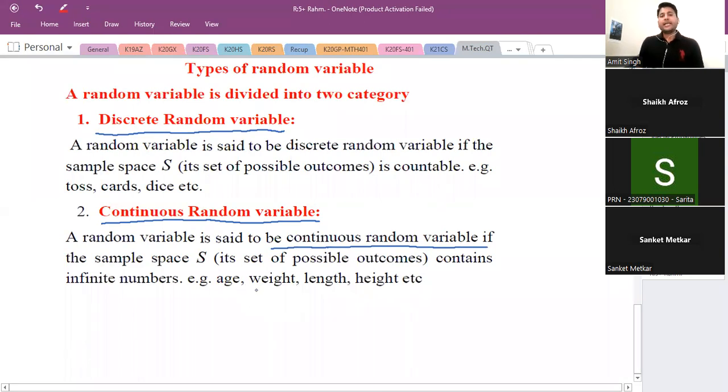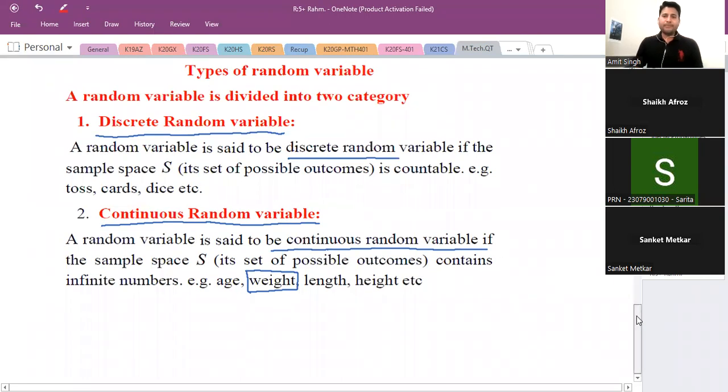For example, take a random experiment of measuring the weight of the students in a class. Weight can be anything, it's not all about integers. Like weight may be 50.001 kg, 49.75 kg. These are not only integers, so we call it a continuous random variable. At the same time, if it takes only discrete values, then the random variable is said to be a discrete random variable.